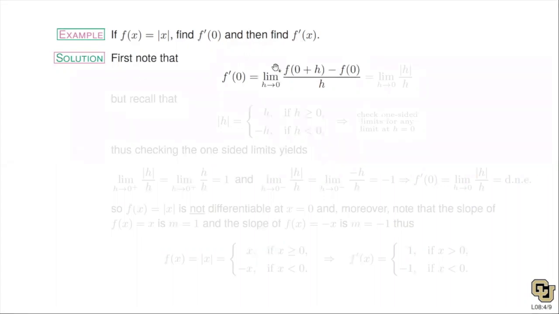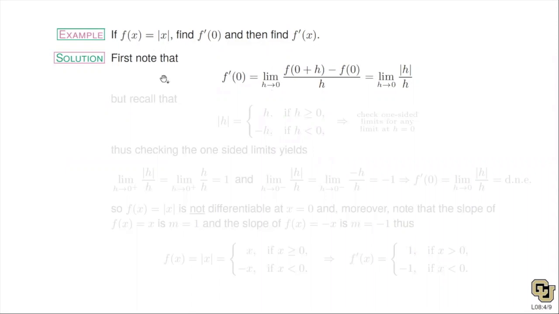Now I'm going to simplify this. Look, f is the absolute value function, and the absolute value of 0 is just 0, so this is going to disappear. 0 plus h is just h. So really, I'm just doing f of h over h, and f of h is the absolute value. So I'm doing the limit of the absolute value of h over h. This is 0 over 0.